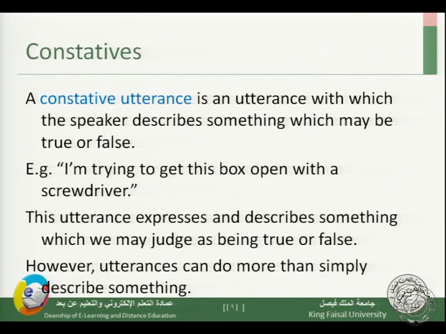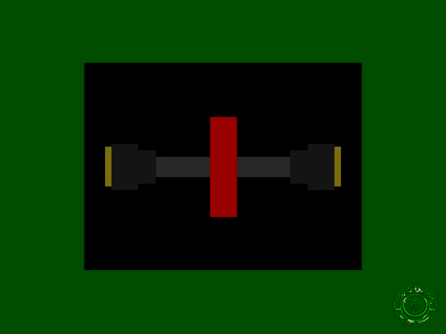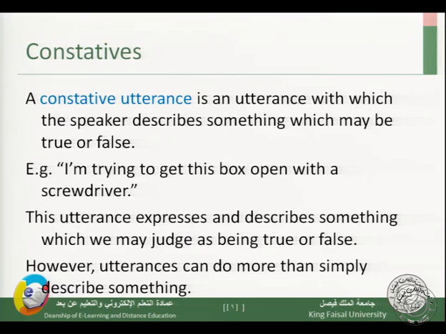So what is a constative utterance? A constative utterance is an utterance with which speakers describe something. And this thing can either be true or false. So this is what we mean by a constative. We say it constates something. It describes something that we can say is either true or false.